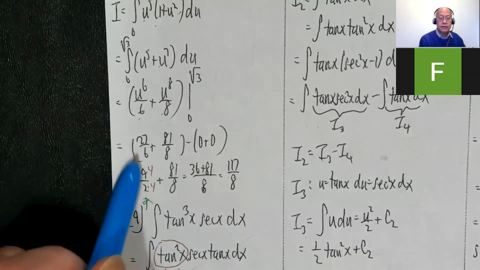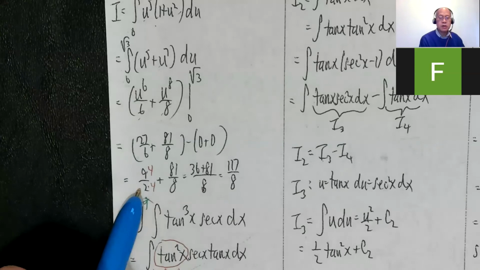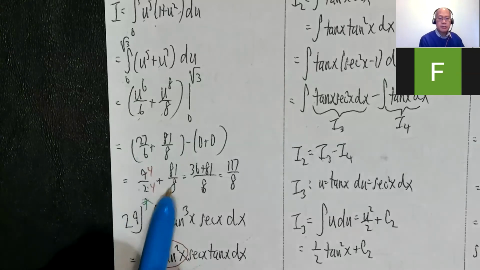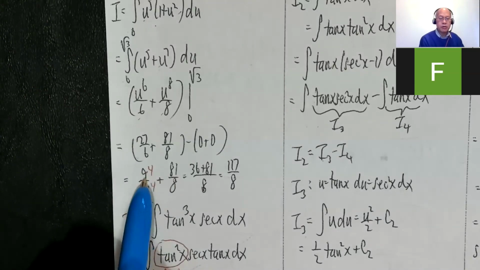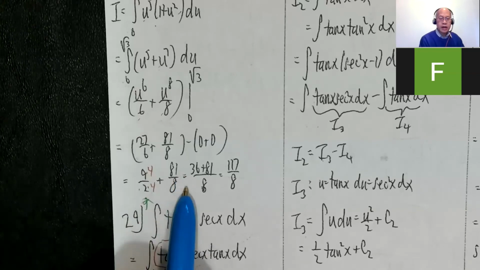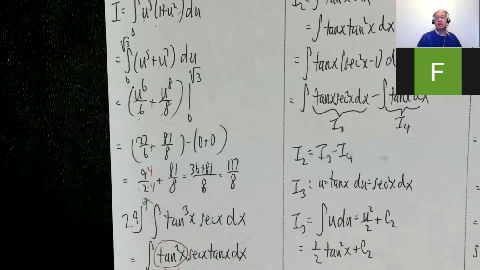Okay, 27 over 6 reduces to 9 over 2. Common denominator is 8, multiplied by 4 multiplied by 4. 36 over 8 plus 81 over 8, 117 over 8. Final answer.